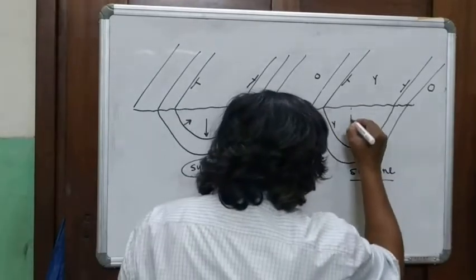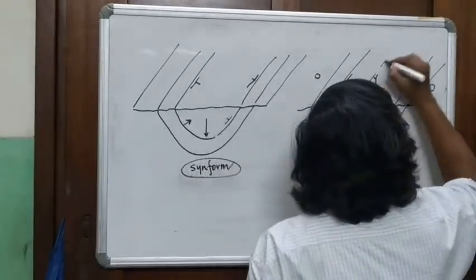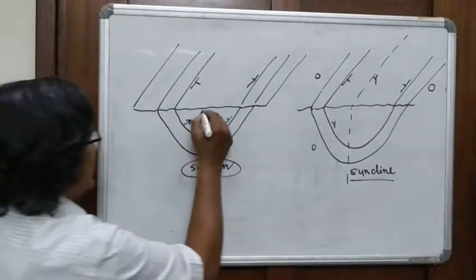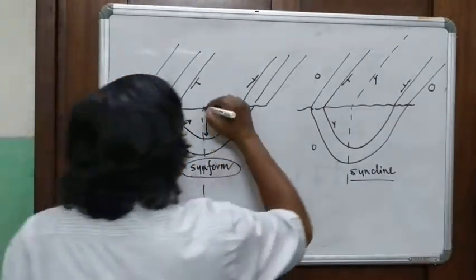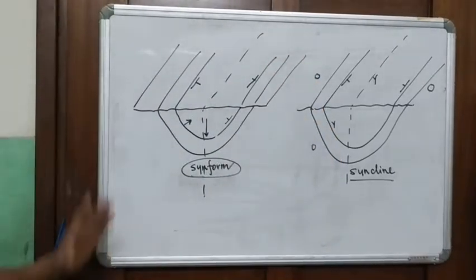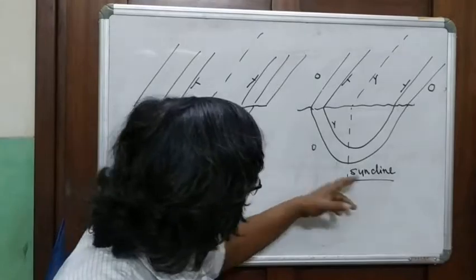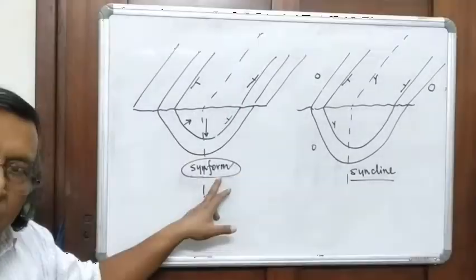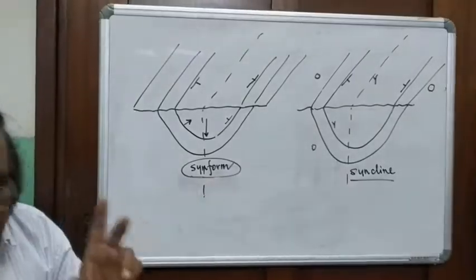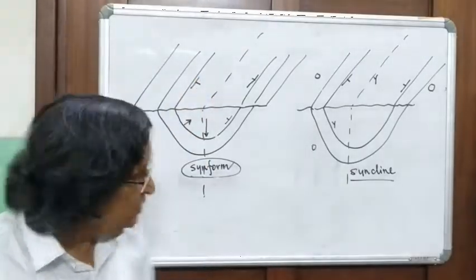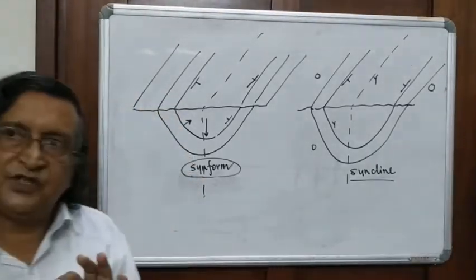Remember, this is the axial plane of the fold. Same here. This is the axial plane of the fold. It divides the fold into two equal halves. Right? So here what you see is a syncline is essentially a synform. Have you understood what I told you a synform is? The two limbs dip towards each other and it is convex downwards.